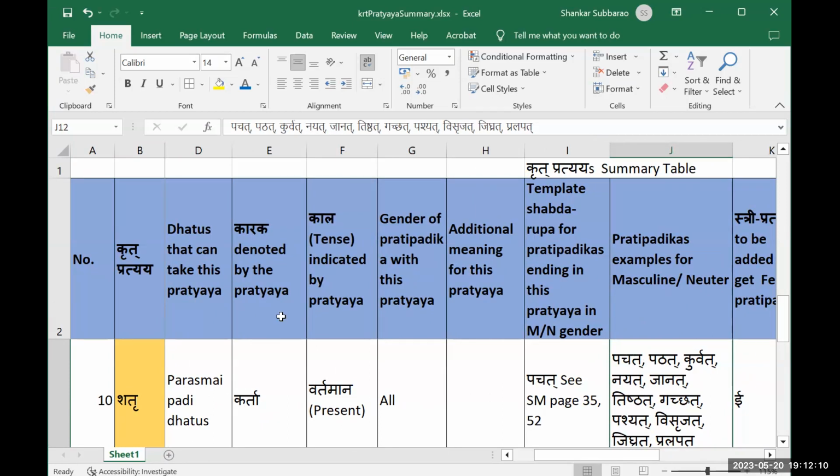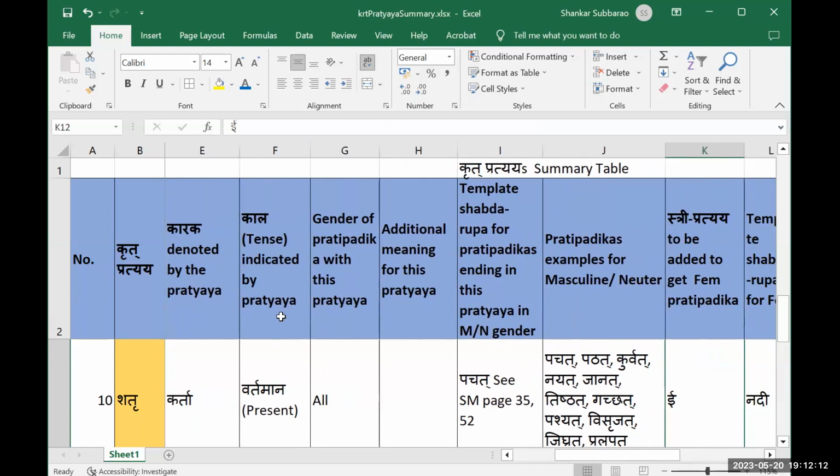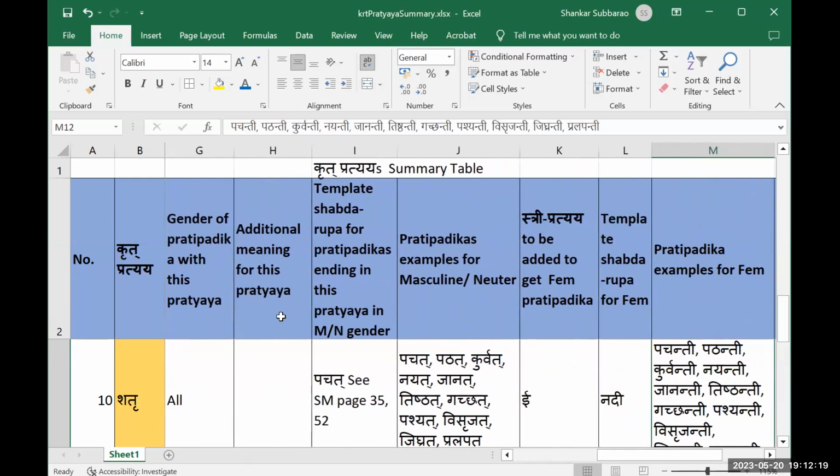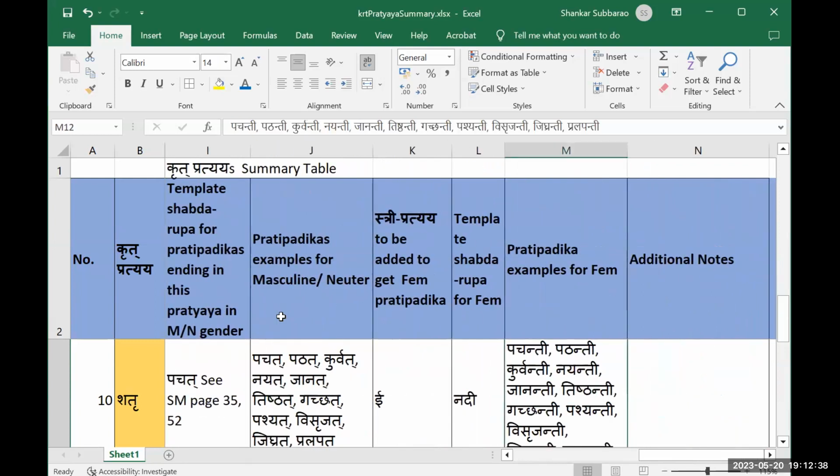Doing all that, you know what? I don't do anything. That is akartritvam. In feminine, what should you do? If you want, add E. What will it become? It will be, and not just E. I have missed something here. You have to make it pachanti, not just pachati. Pachanti, pathanti, kurvanti. These are the pratipadikas for feminine. Okay? I know you will not remember all these, but I'm just telling you what's required first. Then when you exercise, you will understand more.